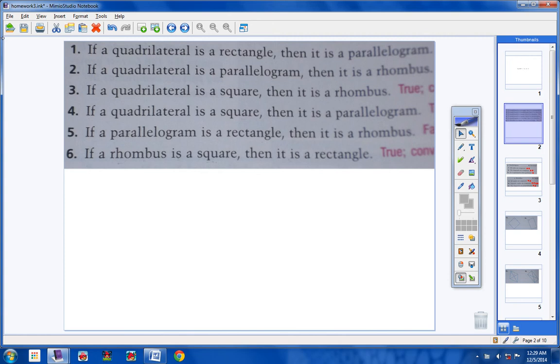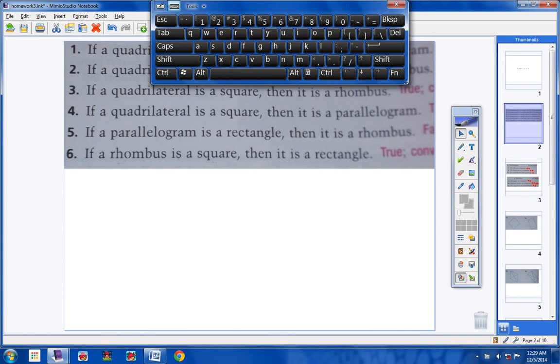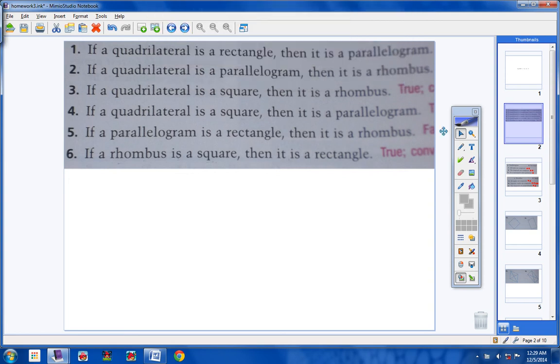The directions say, decide whether the statement is true or false. Then write the converse and decide whether it is true or false. So here we go. If a quadrilateral is a rectangle, then it is a parallelogram. Okay, that is true. If you have a rectangle, then it is a parallelogram.